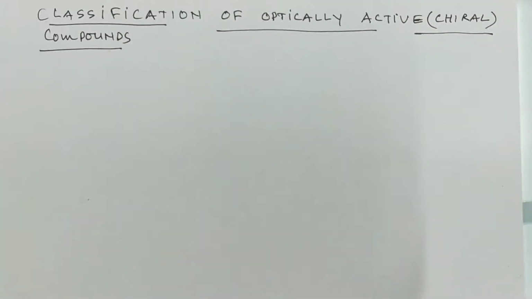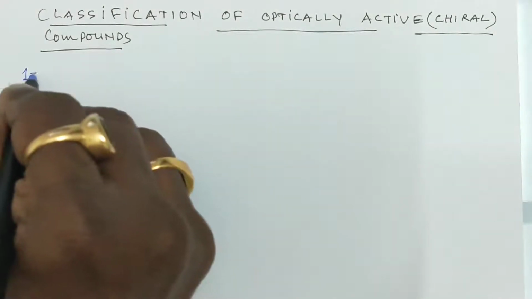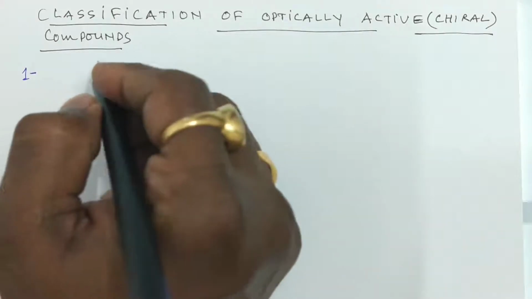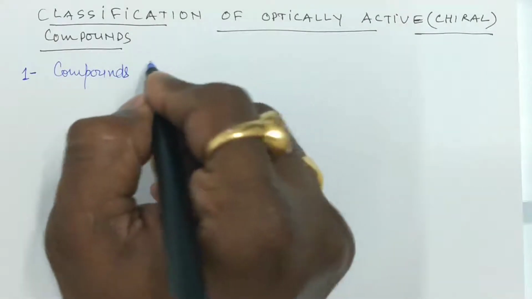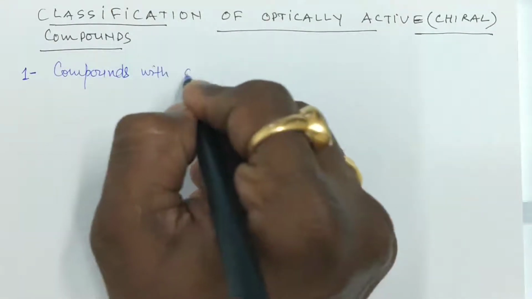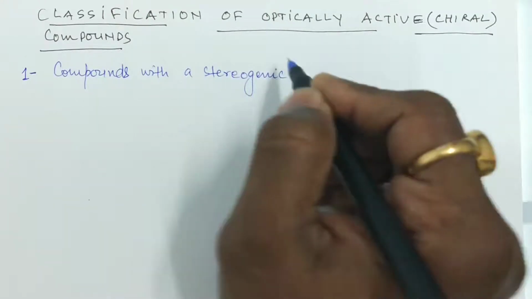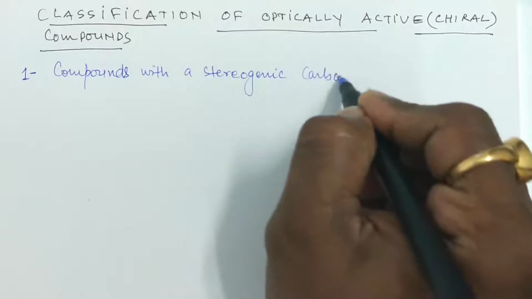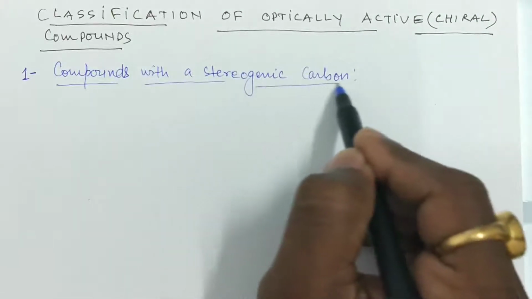Well, dear students, in this lecture we will study the classification of optically active or chiral compounds. See, the first category is compounds with a stereogenic carbon, right? Compounds with a stereogenic carbon.